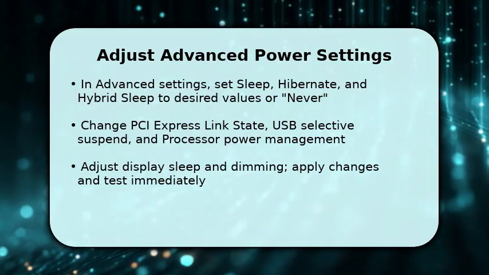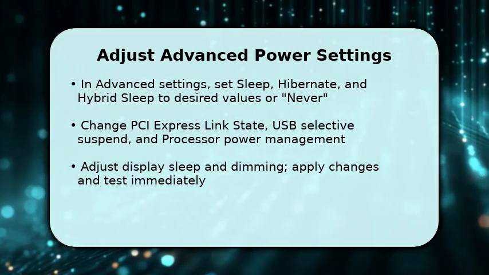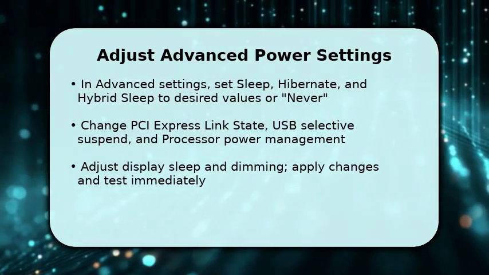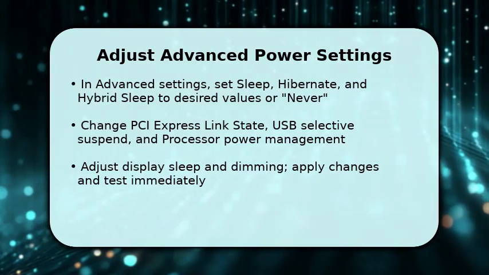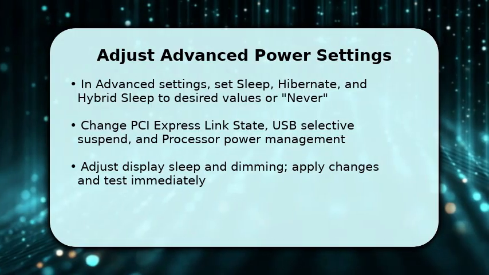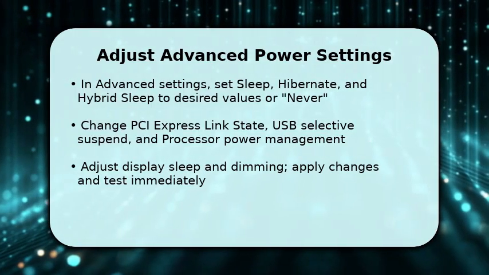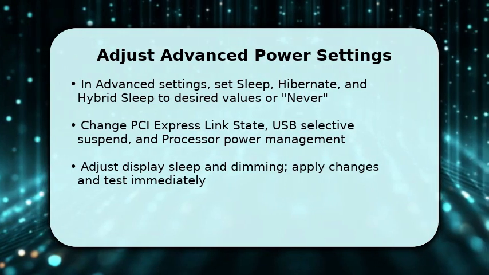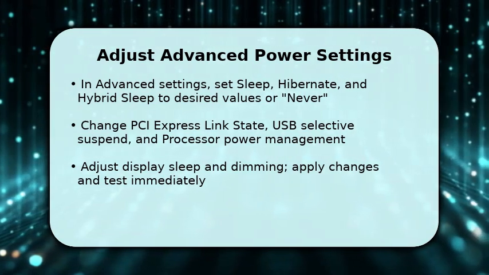Under Processor Power Management, raise minimum and maximum processor states to avoid throttling. Make sure to apply and test by leaving the system idle briefly to confirm it no longer enters unwanted power saving. Save your edited plan and restart the PC so Windows loads the new profile.